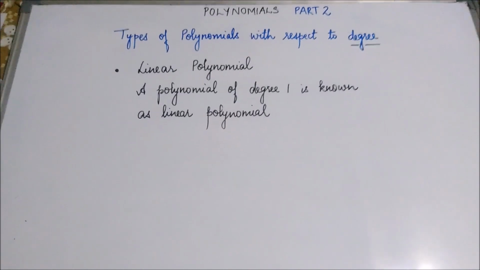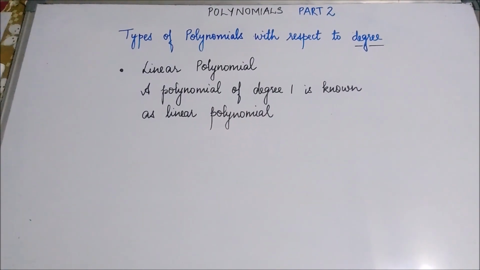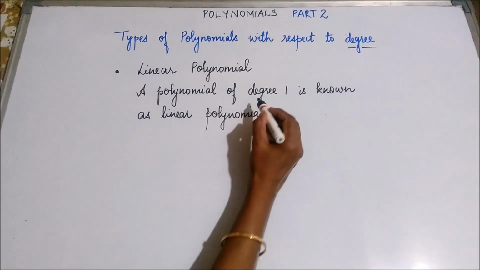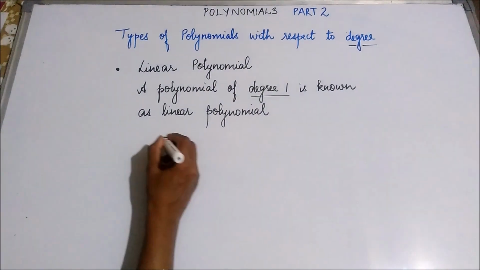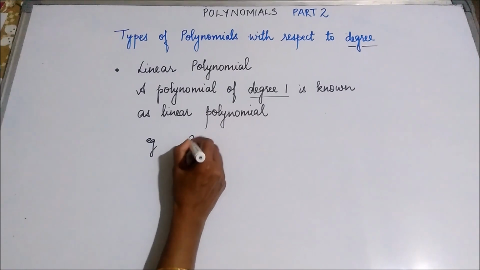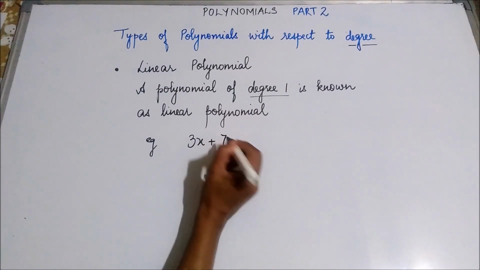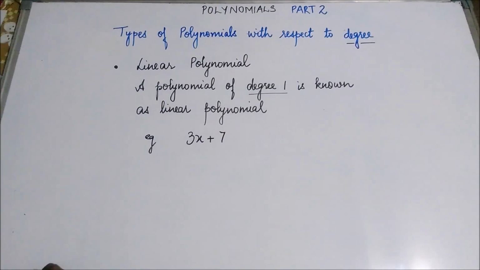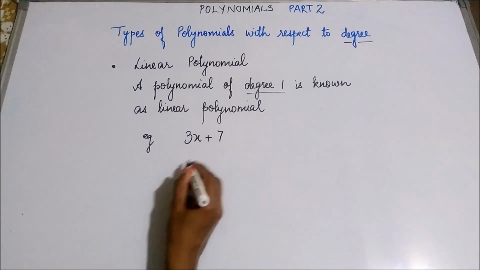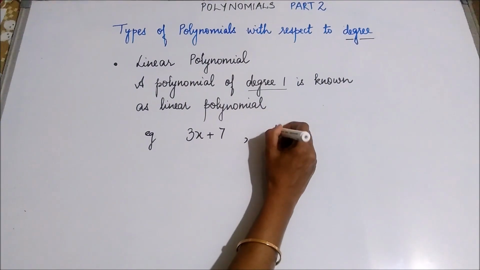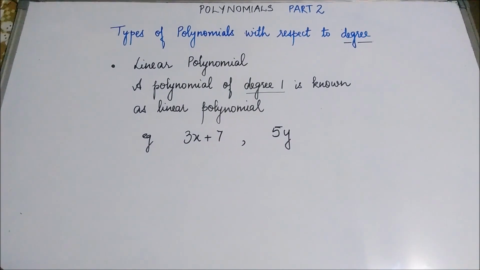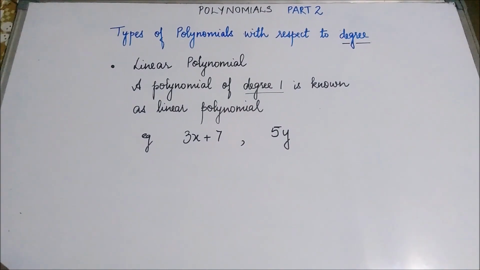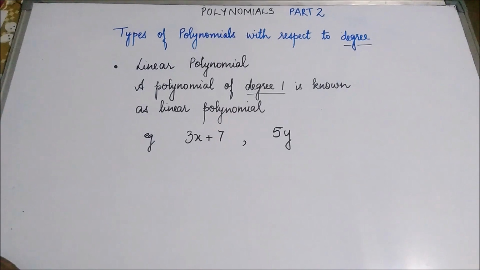The next type of polynomial is linear polynomial. What is linear polynomial? A polynomial of degree 1 is known as linear polynomial. Example, 3x plus 7. We see here the highest degree of the variable is 1, hence it's a linear polynomial. 5y. Another example of linear polynomial. Here also we see the highest degree of the polynomial is 1.